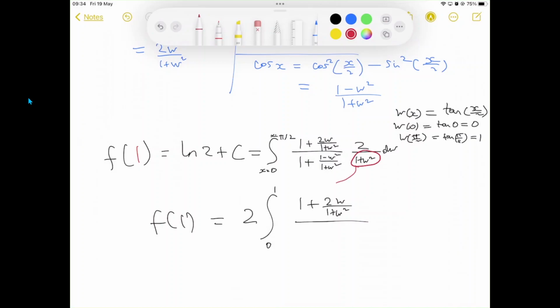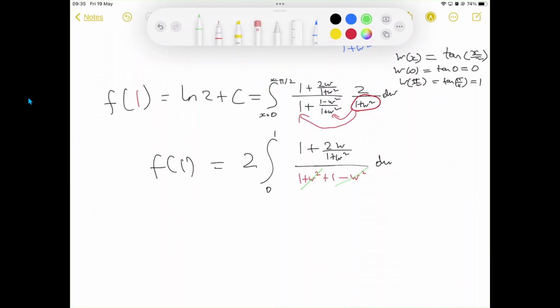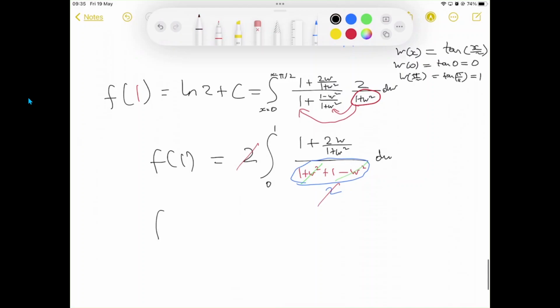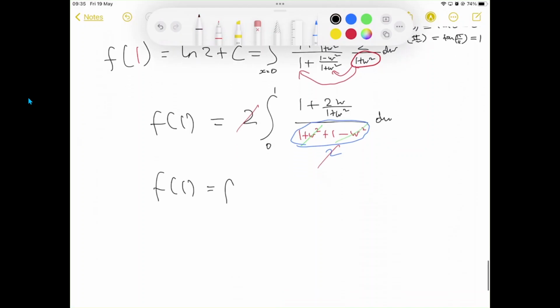If we distribute this 1 plus w into there and into there, you get 1 plus w squared plus 1 minus w squared, and of course dw. And the exact same thing that happened the previous time we did this integral occurs, where the w's cancel out and you're left with 2 on the bottom. So this entire thing on the bottom is just equal to 2, and so this 2 cancels out with the 2 on the outside, and you're left with simply, I'll just rewrite the integral in a nicer way, from 0 to 1 of 1 plus 2w over 1 plus w squared dw.